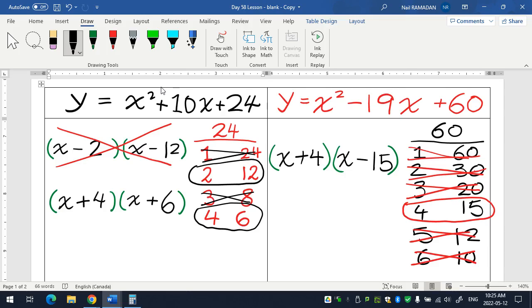Kylan, do you think this is going to work? Okay, Kylan's saying, I think so. Well, let's expand and see. X times x, who needs to do that? It's always got to be x squared. What's x times minus 15? X times minus 15. Minus 15 x's.